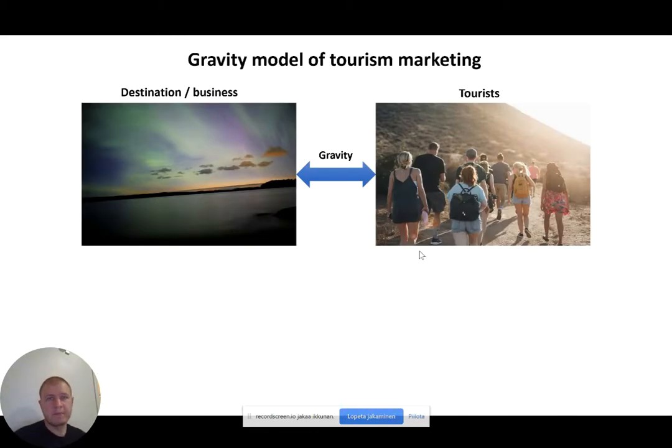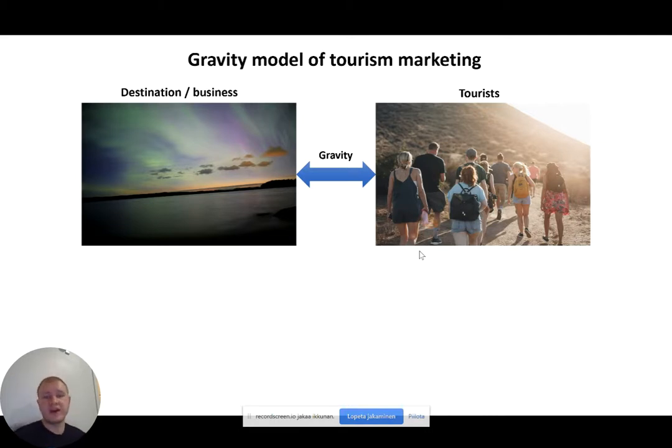Well, here is the basic understanding of the model. What makes tourism and service marketing special in general is that typically it's the customer who has to come to the business or to the tourism destination, and this creates certain difficulties, but also opportunities in tourism, especially. The basic idea behind this model is that the destination or business attracts tourists, and then on the other hand, certain kind of tourists attract destinations and businesses. And so there is this kind of gravity between these two entities.